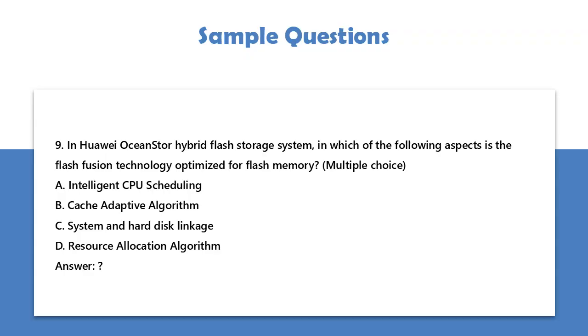9. In Huawei OceanStor Hybrid Flash Storage System, in which of the following aspects is the Flash Fusion technology optimized for flash memory? Multiple choice. A. Intelligent CPU scheduling. B. Cache adaptive algorithm. C. System and hard disk linkage. D. Resource allocation algorithm.